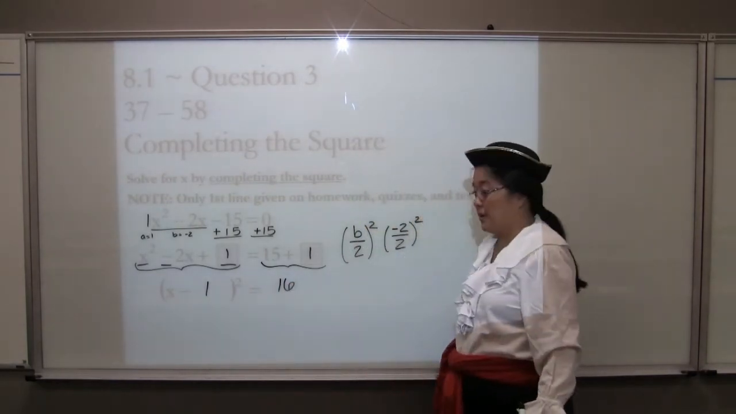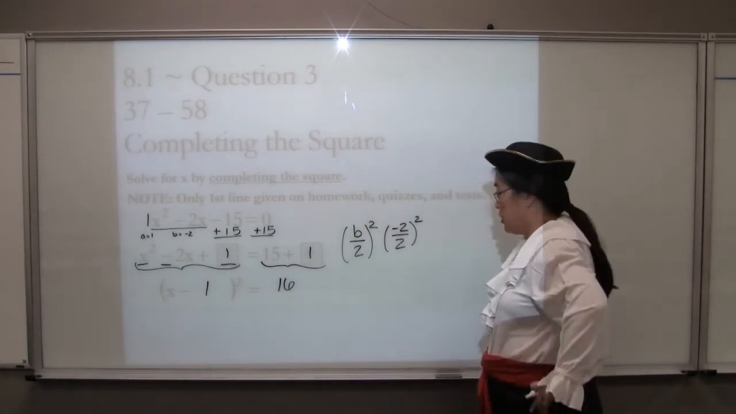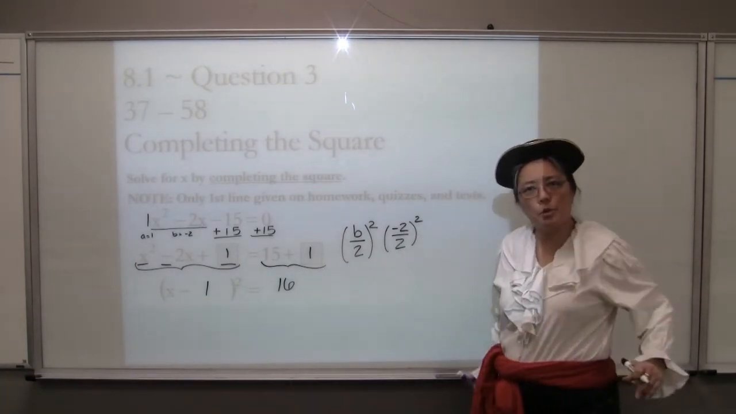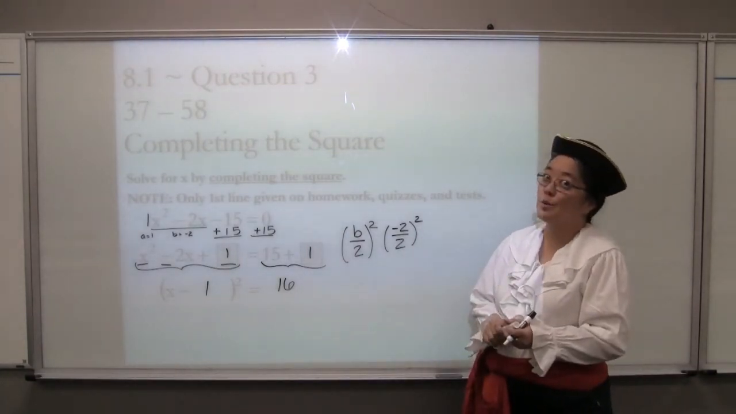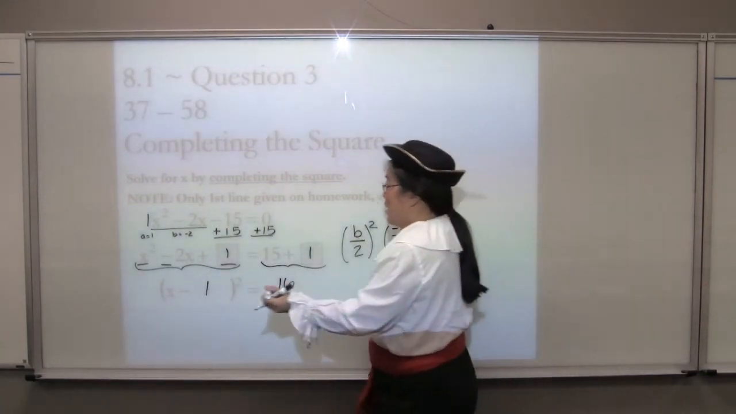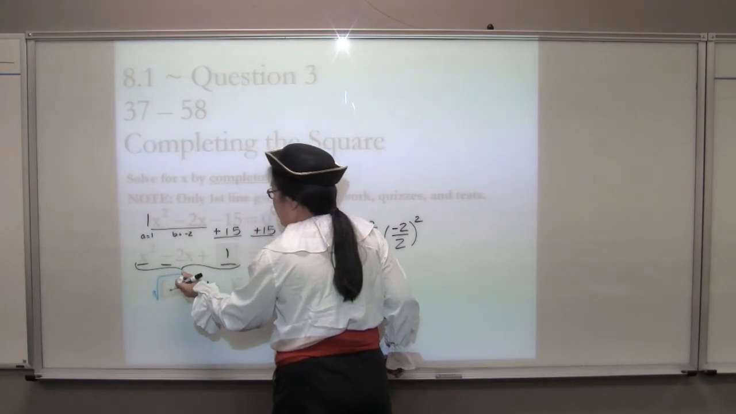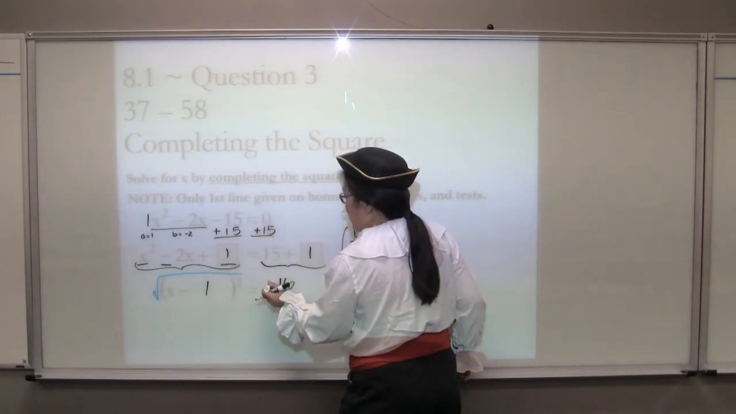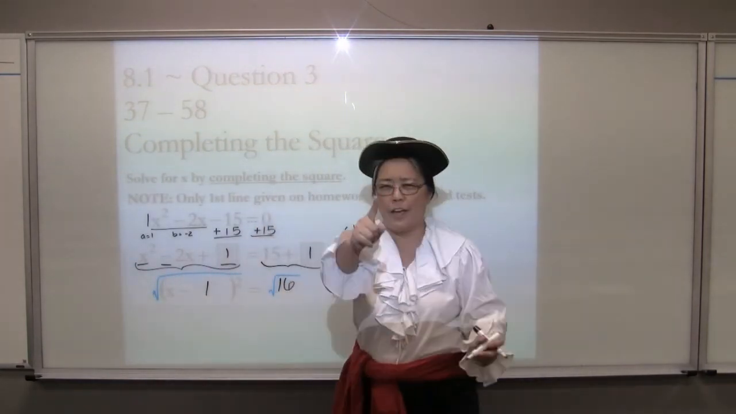Does this look familiar? It should. It should look just like the problems we just did, which required the square root property. That's why it's in chapter 8, section 1. We're going to do the square root property where we square root the left, we square root the right, and wait. What do we have to remember?